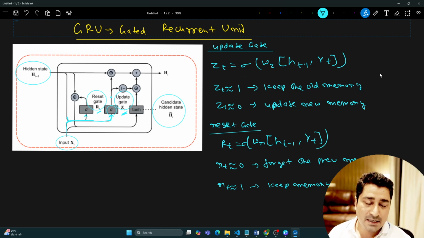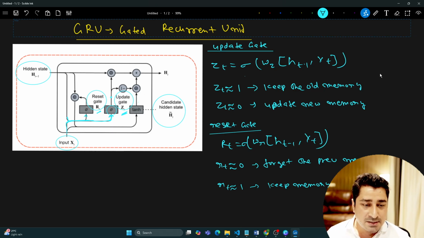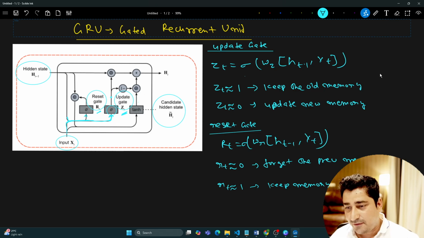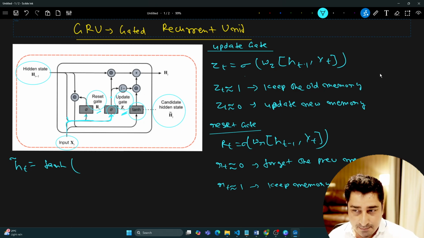Now what is the candidate hidden state going to do? The candidate hidden state is going to combine a reset memory and a new input. So if I have to write a formula for h tilde of t, it is going to be a hyperbolic tangent, tanh, and we are going to get the input as a reset, as you can see.